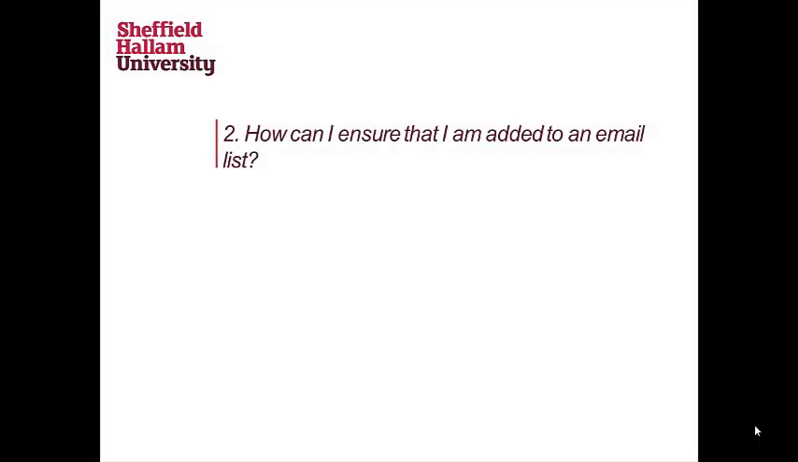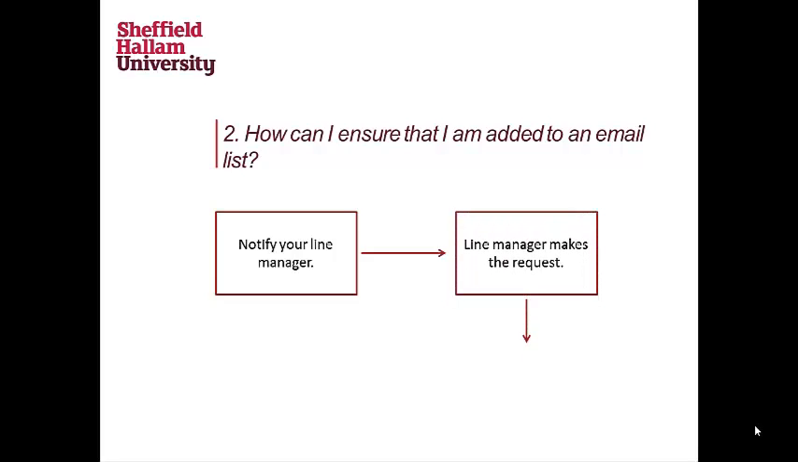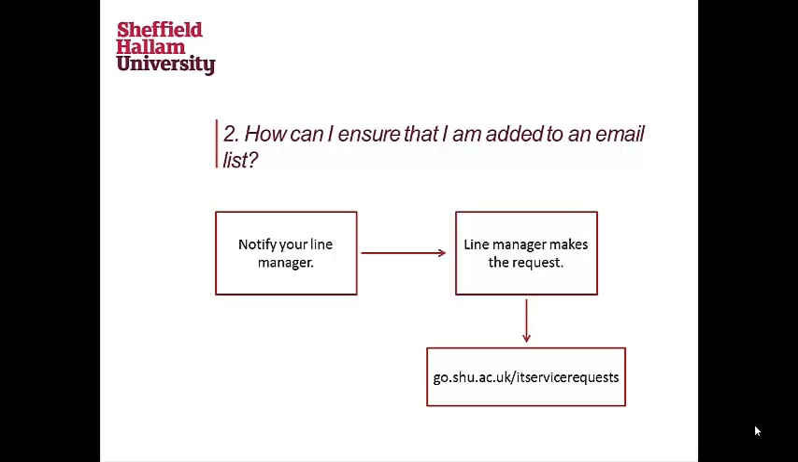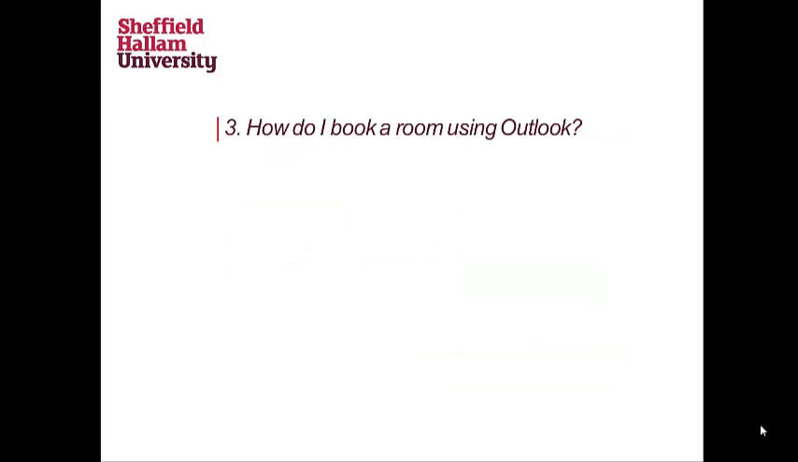If you need to be added to an email list, then you will need to notify your line manager, who should then make this request on your behalf. Your line manager can make a request for you to be added to an email list using the online IT service requests form found at go.shu.ac.uk/IT service requests.